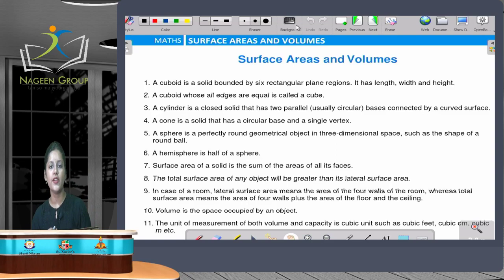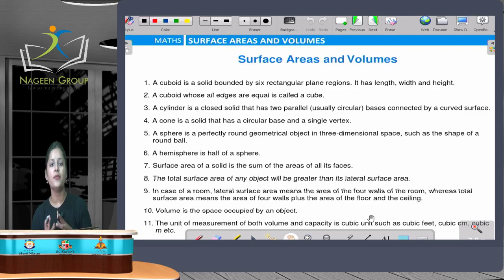This is our class 5 of chapter 11, that is surface areas and volumes. This class is mainly a summary class that includes the revision of all the classes which we have done earlier of this chapter. So this is our summary class. Let's get started.